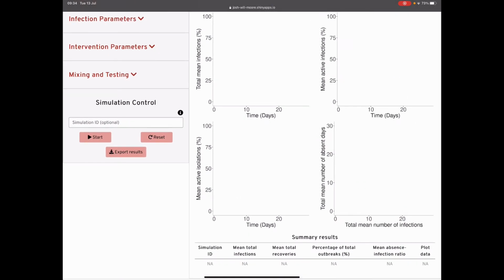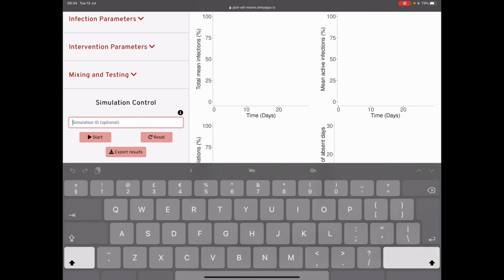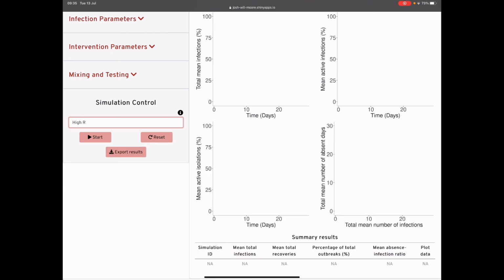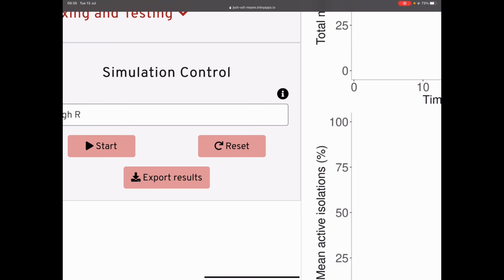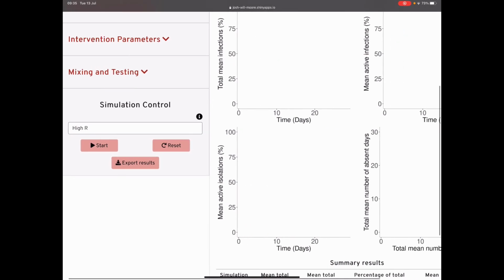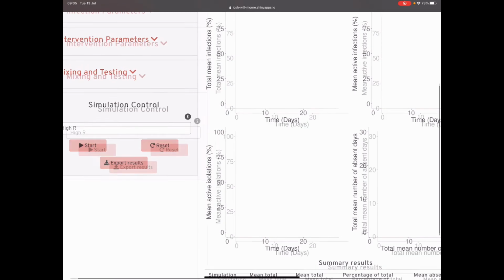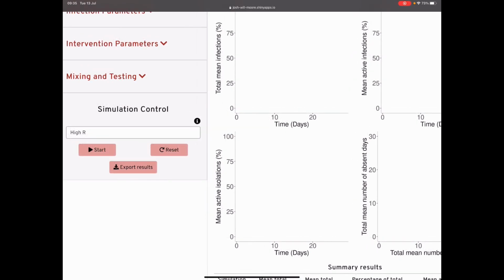Finally, simulation control. This will actually, once you set up your parameters, run the simulation. You can give the simulation a name. So if you were running multiple simulations, you could remind yourself of what you did. So this could be the high R case that you run, and that will give it a name. You can reset the entire simulation back to its default values. And once you've run a number, you can export them. This will export an Excel file with different pages having all the different simulations that you've run.